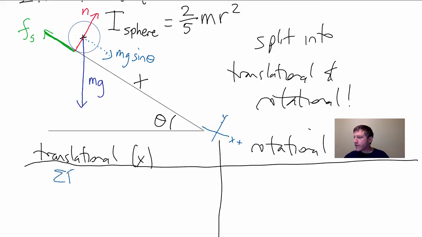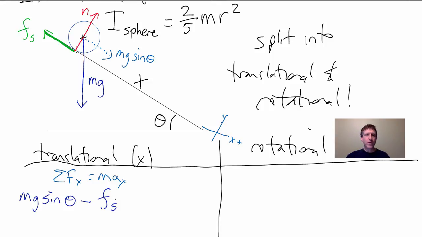Net force X equals m a x. And what are the forces in the X direction? Well, there's mg sine theta. We'll keep the blue for that. Mg sine theta, is that positive or negative? Well, positive. And minus Fs, the force of static friction.